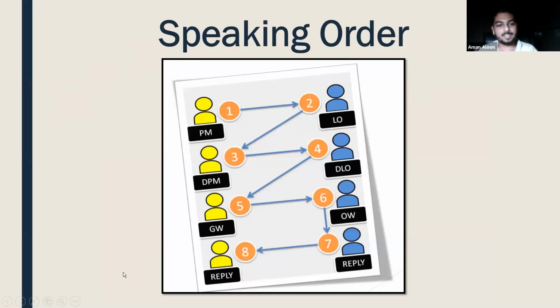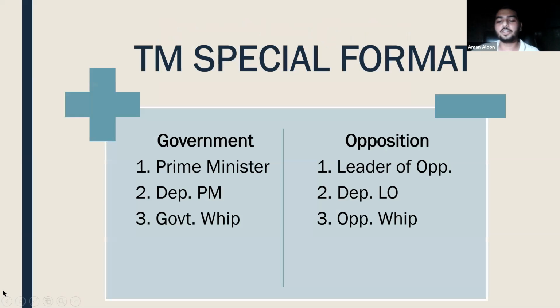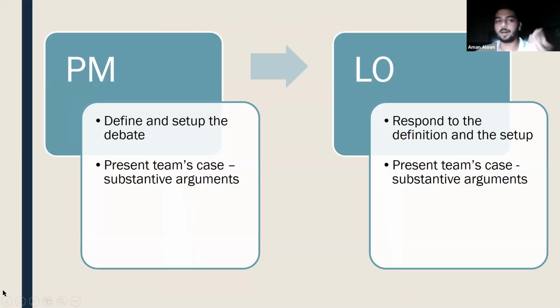Speaking order, let's understand this before going into the specifics of what to do for each role. First, the Prime Minister will come to speak, then the Leader of Opposition, then the Deputy Prime Minister, then the corresponding Deputy Leader of Opposition, then the Government Whip and the Opposition Whip. The last 2 roles, you're in for a surprise, and this is something which we will reveal towards the end. Now let's dive into what these roles are.